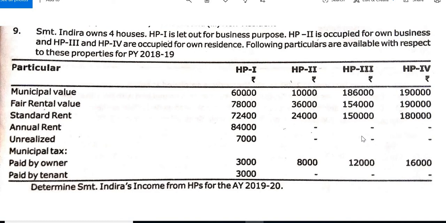These are the 4 houses. I am repeating it again, please don't make mistakes. House 1 is let out property. House 2 is used for own business, so ignore it. House 3 and 4 are both self-occupied. In this, find out up to GAV. The highest GAV becomes the self-occupied house, and the lowest GAV becomes deemed to be let out property.